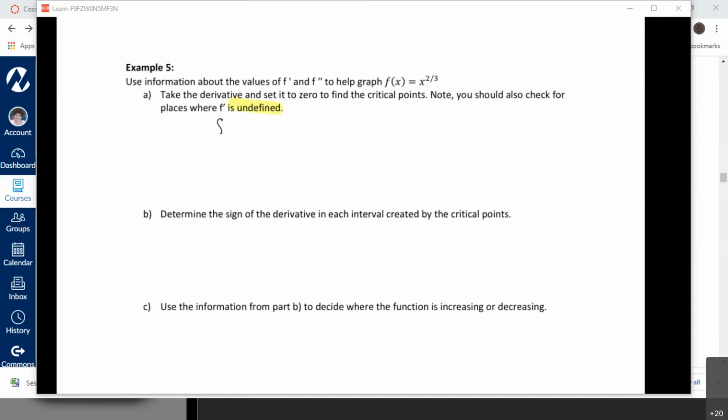F prime of x. It turns out I can do the derivative exactly the way I would with a polynomial. Use the power rule. That says bring down my exponent, drop the exponent by 1. So that's 2/3 minus 1. And again, use your calculator if you're not sure about the fractions. This gives me 2/3 x to the minus 1/3.